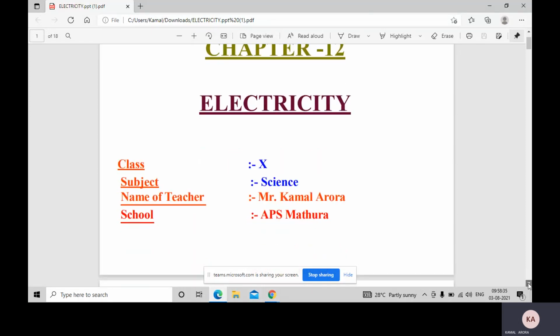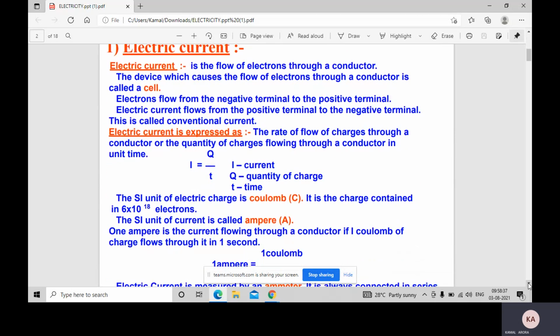Now, my first question is, what do you mean by electric current? Electric current means the flow of charge or flow of free electrons per unit time. Or even we can say, flow of free electrons or flow of charge per unit time through a conducting body is known as electric current.